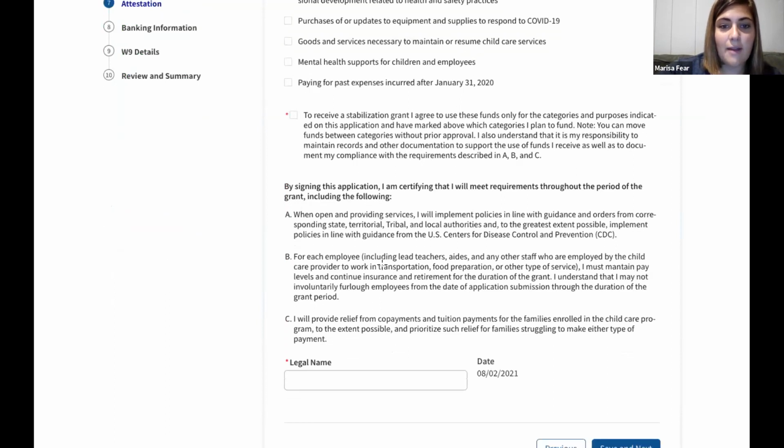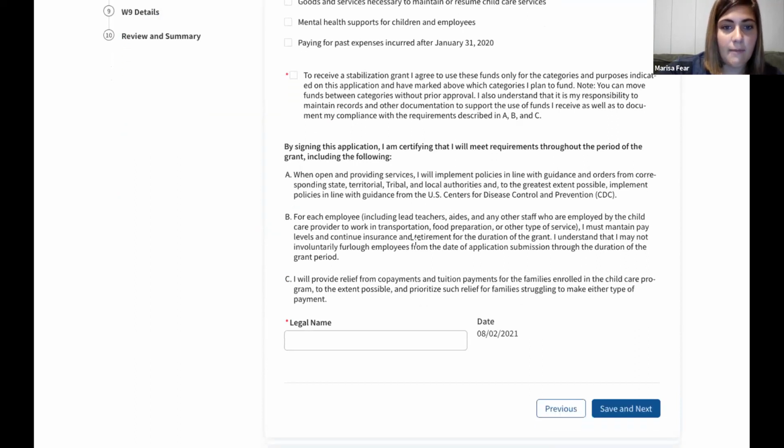And then at the very bottom, these are the 3 federally required attestations. So when open and providing services, I will implement policies in line with guidance and orders from corresponding state, territorial, tribal, and local authorities related to COVID-19. And then for each employee, that you will maintain pay levels and continue insurance and retirement for the duration of the grant.